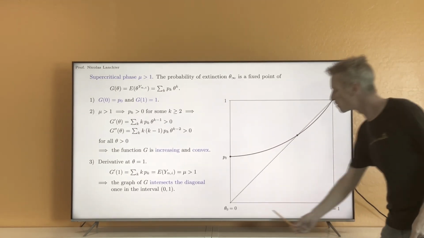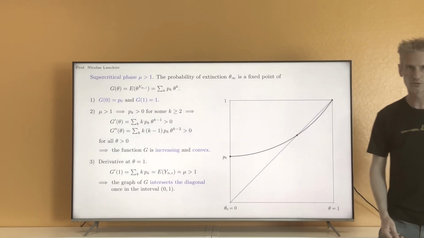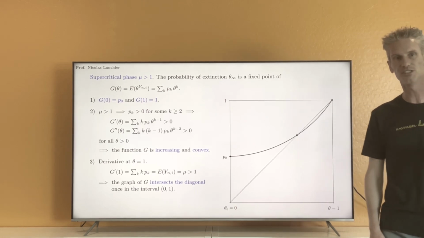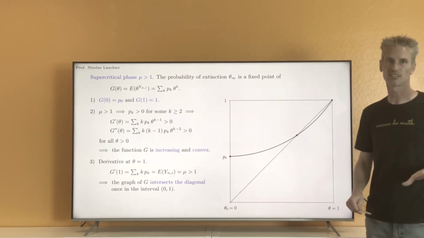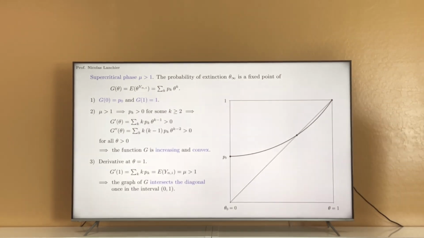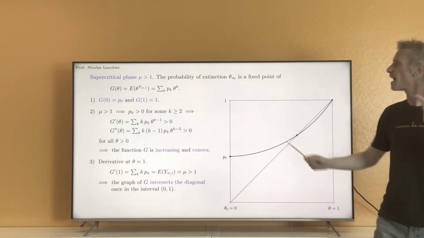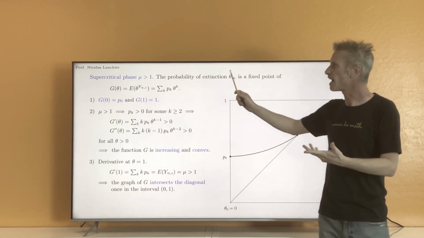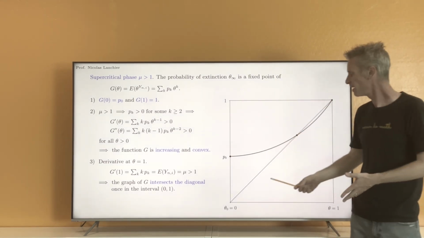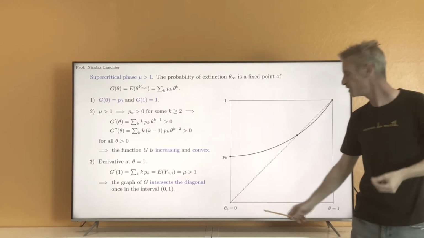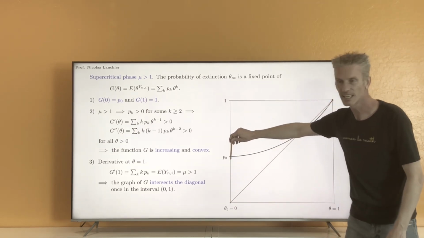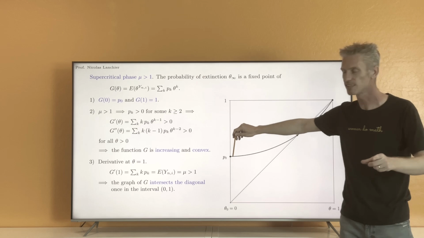saying, well, first you observe that theta 0 is equal to 0. The probability of extinction at time 0 is 0 because we assume that we start with one individual. So at time 0 we do not have extinction. So theta 0 is equal to 0. Then the way you find theta 1, by the previous slide that says that theta n+1 is equal to g of theta n, this tells you that theta 1 must be equal to g of theta 0. But g of theta 0, you already have it here. That's p0.